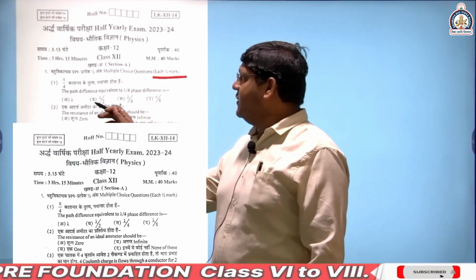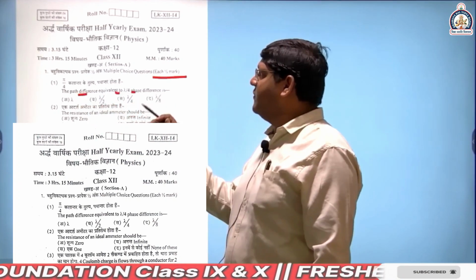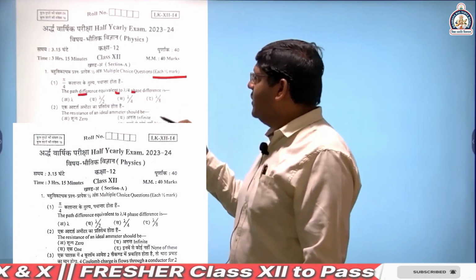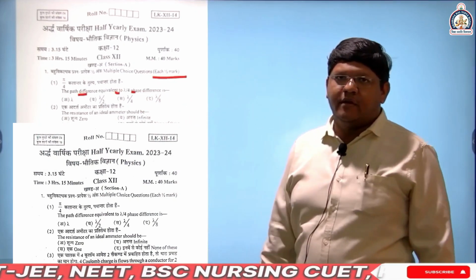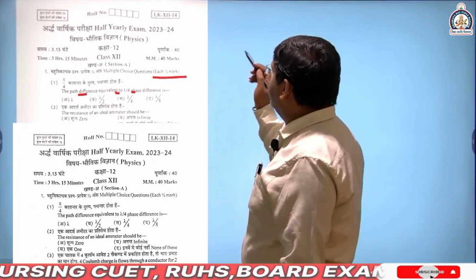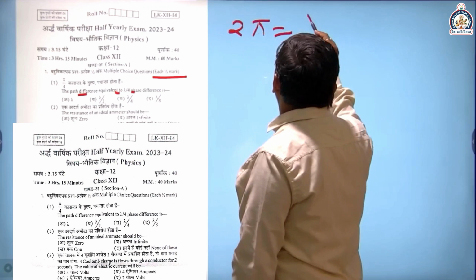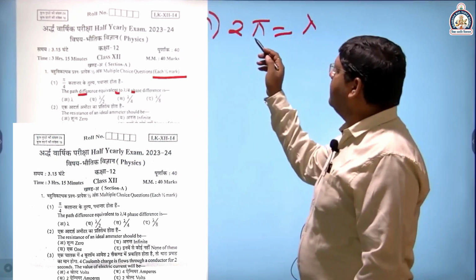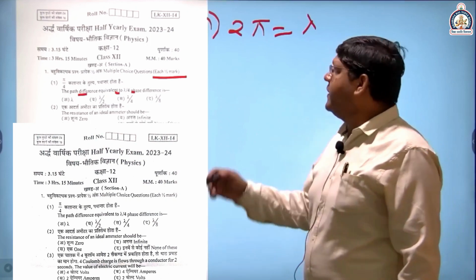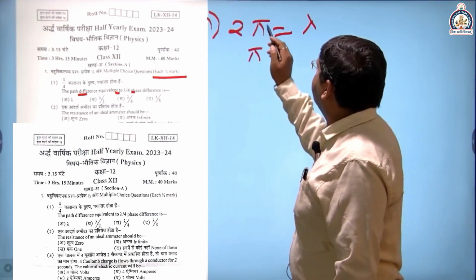The first question is: the path difference equivalent to lambda by 4 phase difference. Actually that should be equal to pi by 4. We have to calculate the value of path difference from phase difference. We know the relation is 2 pi is equal to lambda. This is the required relation for the first type of question. When the phase difference is 2 pi, then we get a path difference of lambda. From this relation we can get, this is our main formula.